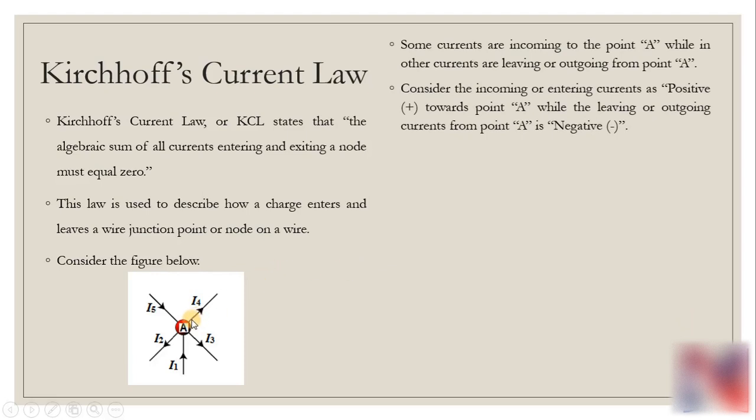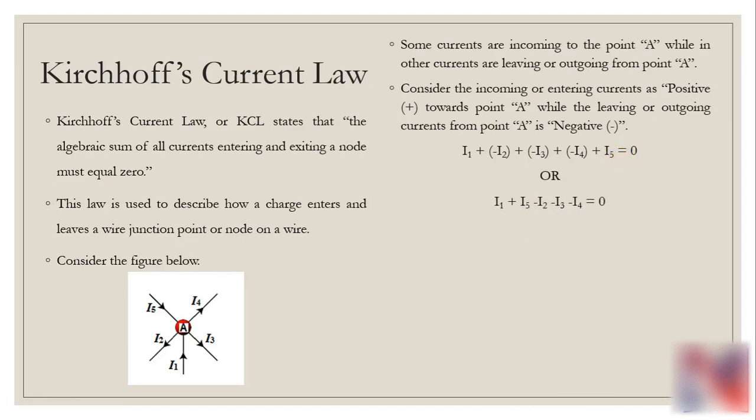Now we consider that the incoming currents, that is I1 and I5, the entering currents, are positive, while we consider that the currents leaving or outgoing are negative. So this can be written in the form of equation that I1 plus minus I2, because I2 current is leaving the point A. Similarly, I3 and I4 are also leaving the point A. So we took them negative. So I1 plus minus I2 plus minus I3 plus minus I4 plus I5 is equal to 0.